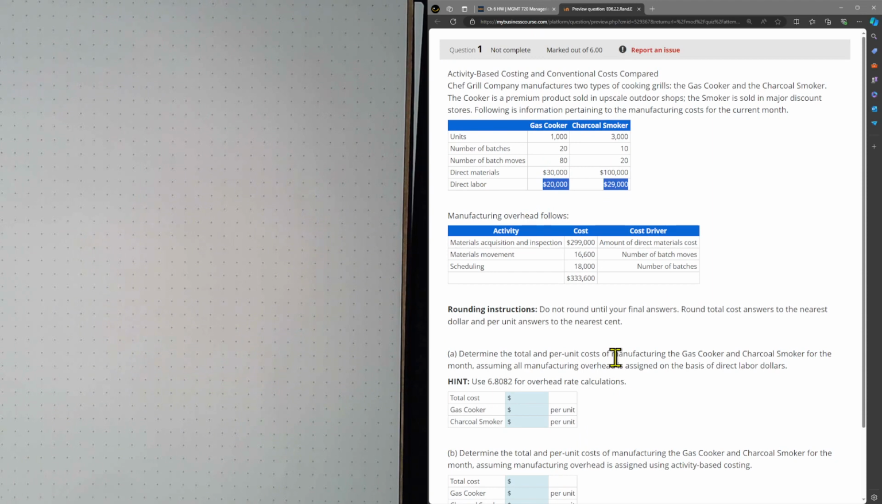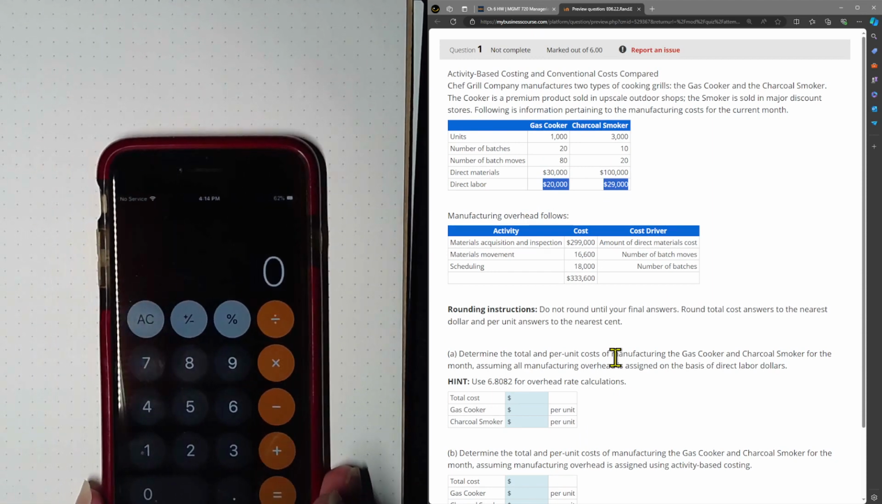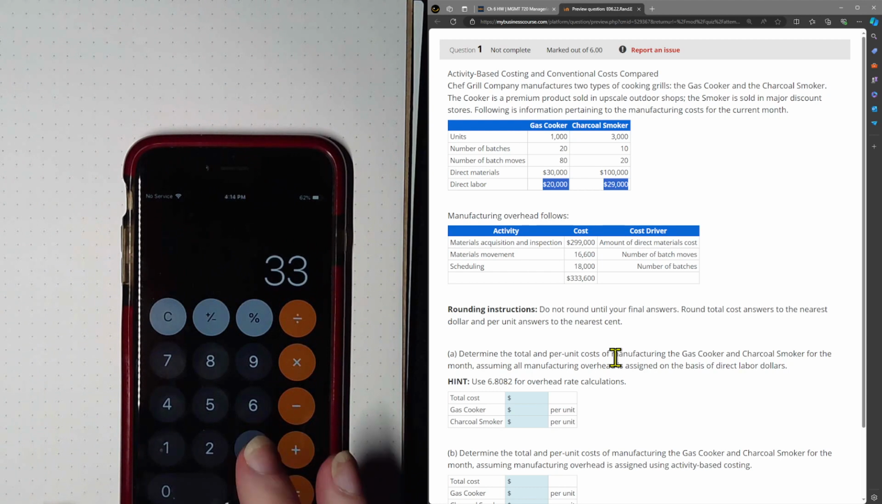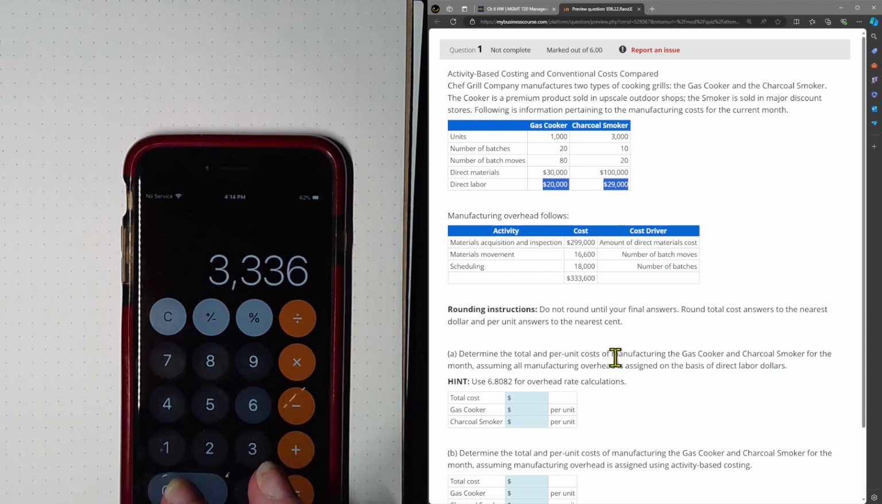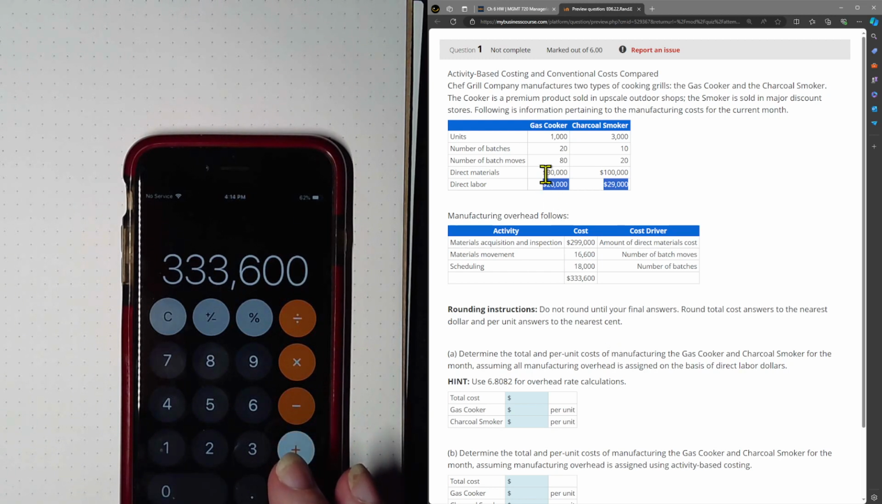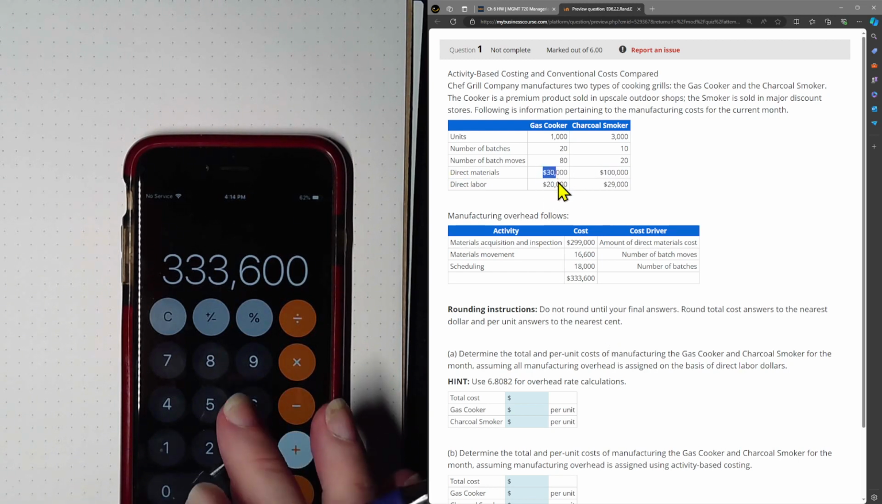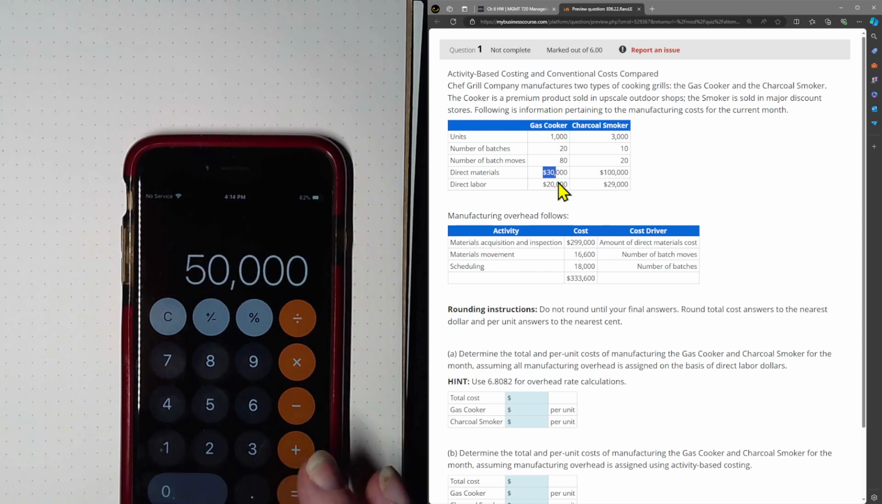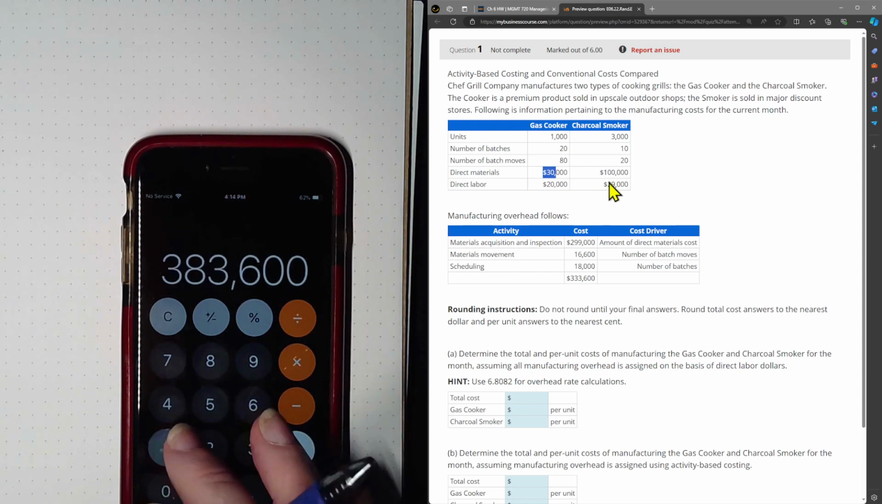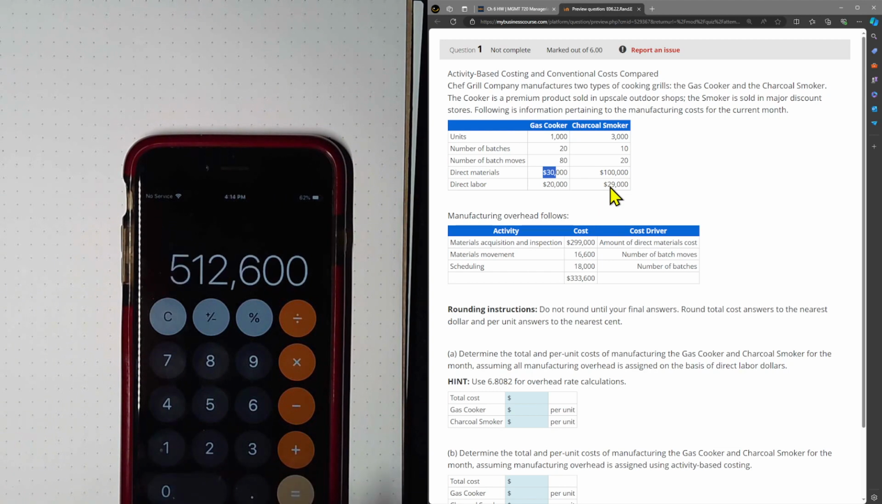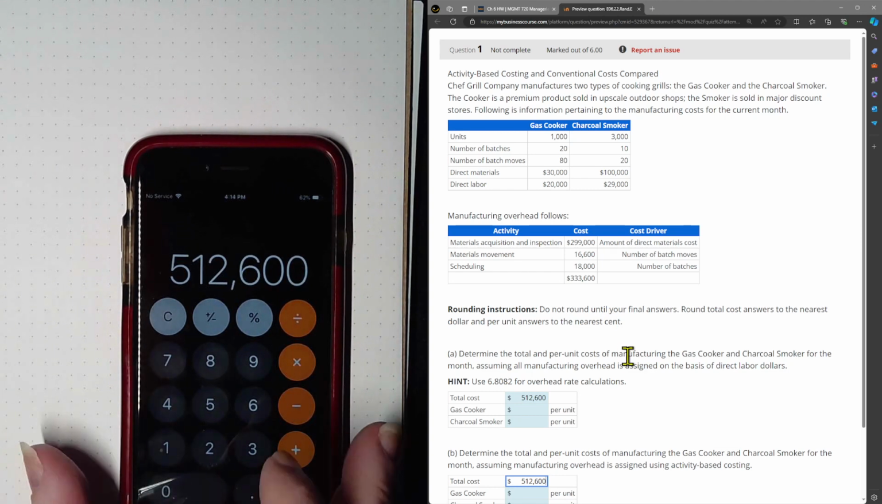So if we add those together, let's see, we've got 333,600 plus these two together are 50,000, plus these two together, 129,000, equals 512,600. So that's the total cost for both of them. Then just depending upon how we assign overhead, the per unit cost ends up being a little different.